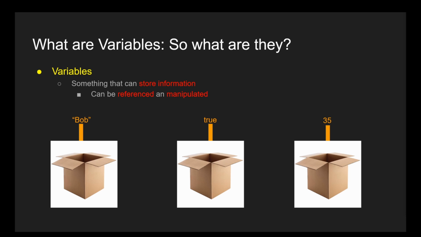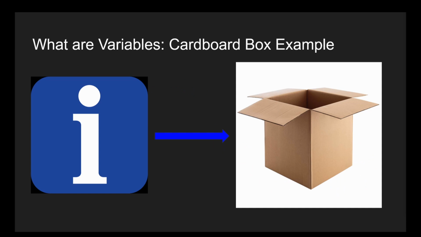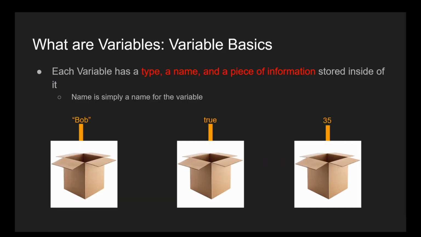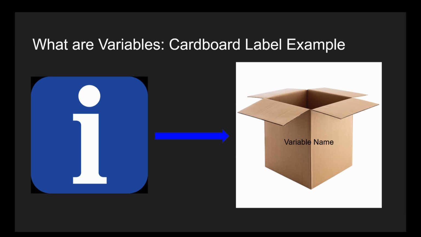Think of variables like a cardboard box. Cardboard boxes serve as a means to store items in them which can be changed out, replaced and modified. Like I said, variables are like cardboard boxes that store information for the programmer to reference, manipulate or refer to. Each variable simply has a type, a name and a piece of information stored inside of it. The type and piece of information will be covered next, and the name is simply a name for the variable. Think of it as writing out a label on the cardboard box.